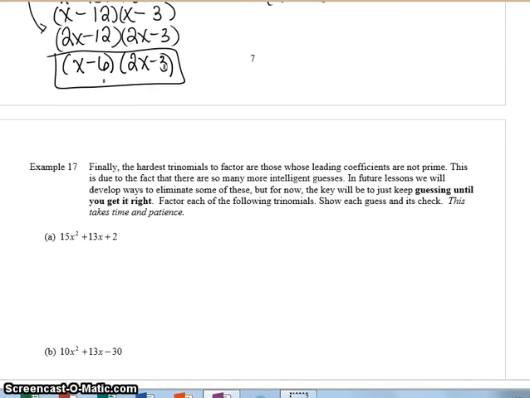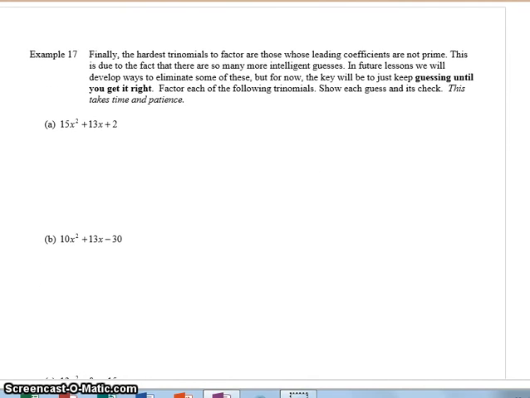All right, moving on here, example 17. Finally, the hardest trinomials is when they're not prime, okay? Well, guess what, guys? The slip and slide method that I just taught you works on these as well, okay? So the hard part about 15, it could be 1 times 15, it could be 3 times 5, which has a lot of guessing and checking. So I'm going to solve these using the slip and slide method.